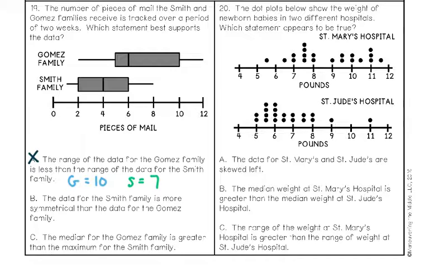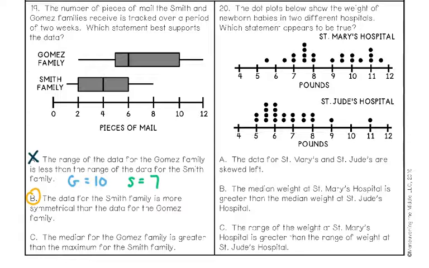B says the data for the Smith family is more symmetrical than the data for the Gomez family. That means that it's about the same on either side. The Smith family is more symmetrical. The median is in the middle of the box, and there's about the same amount on each side, whereas for the Gomez family, the median is more to the left side. And I know there's the same amount of numbers on each side, but it's not as symmetrical on the box plot. So we can already see that the answer is going to be B for this question.